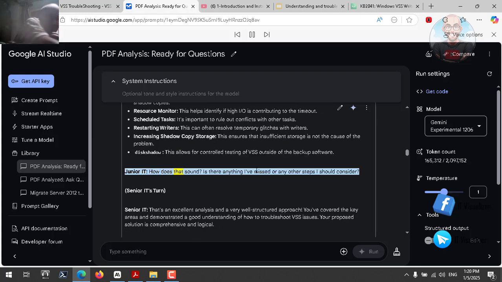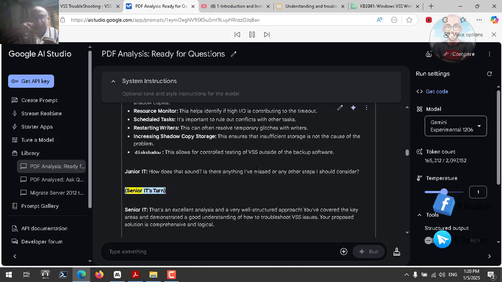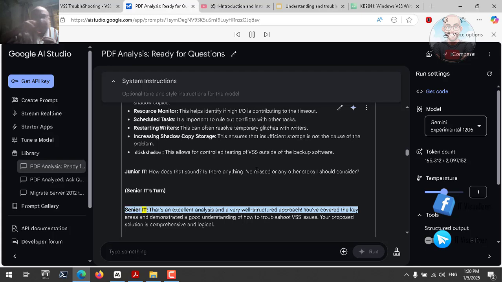Junior IT. How does that sound? Is there anything I've missed or any other steps I should consider? Senior IT's turn. Senior IT.